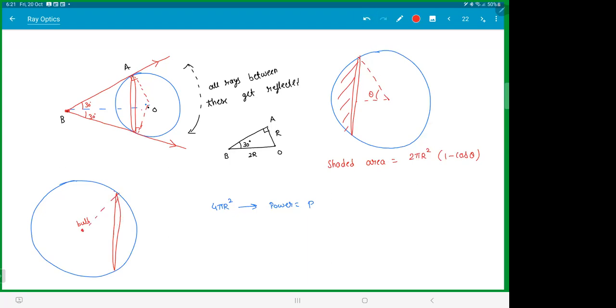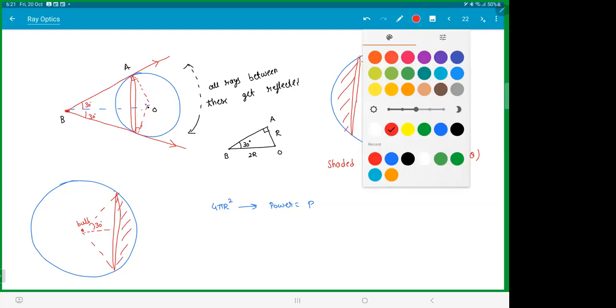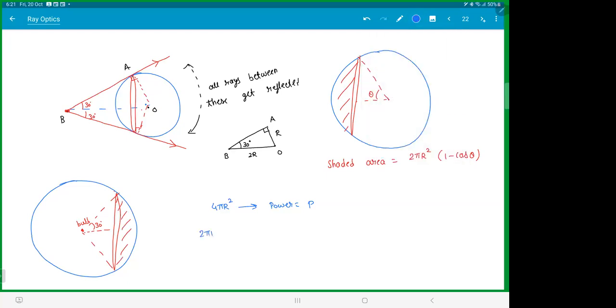You're looking at an area of 60 degrees that you want. That is 30 degrees here. So what is this area here? 2 pi r square (1 minus cos theta). For the power, how much is it? Is that making sense?